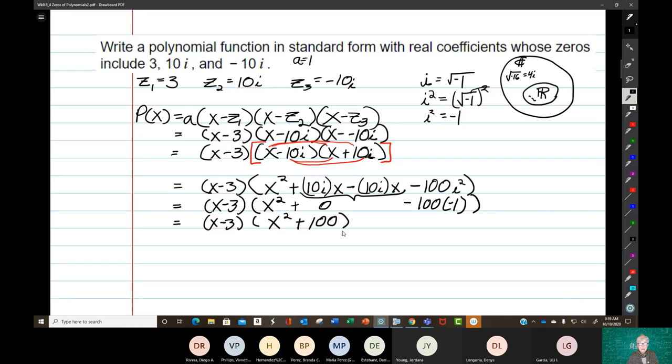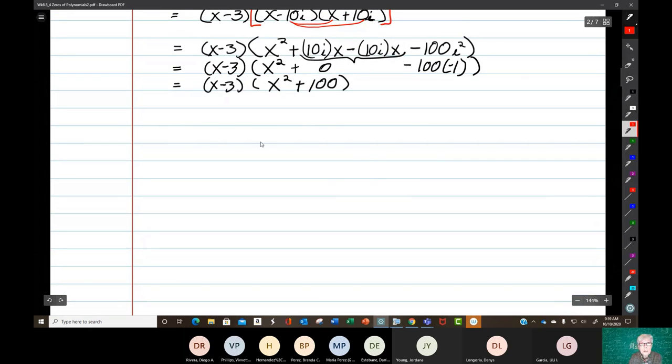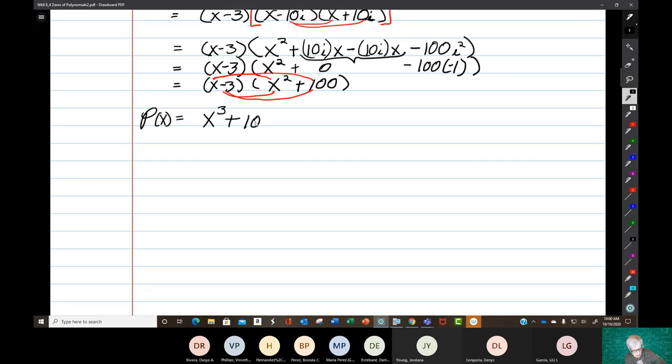Now I have a binomial times a binomial. If you know FOIL, you can do that. Or if you don't, we're just going to do what we usually do when we multiply a binomial times a binomial. x is going to multiply x squared. x is going to multiply 100, negative 3 is going to multiply x squared, negative 3 is going to multiply 100, and so we are going to have P of x equals x times x squared is x to the third, x times positive 100 is positive 100x. Minus 3x squared. Minus 300.